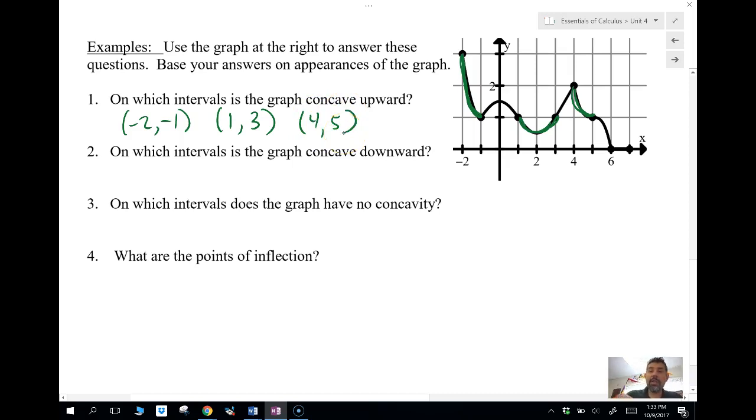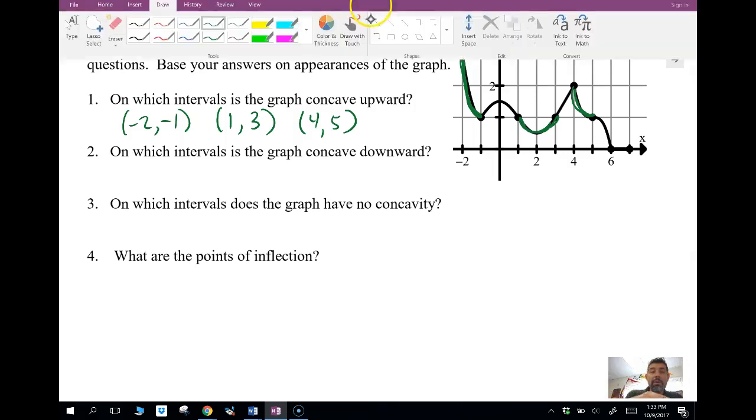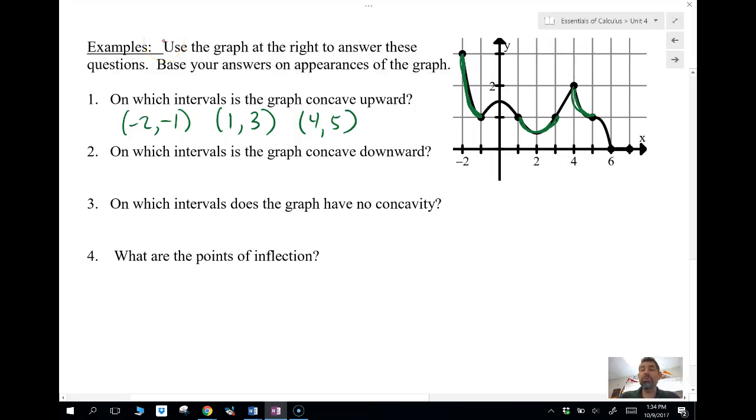Okay, so let's take a look at concave downward. Concave down is boo, sad face right here. Concave down from -1 to 1. Now this section here is a straight line. It has no concavity, so we're not going to look at that. And then this is concave down. So we got 5 to 6 is concave down.